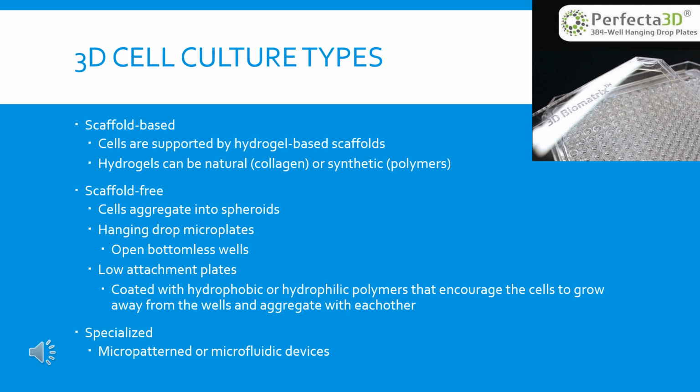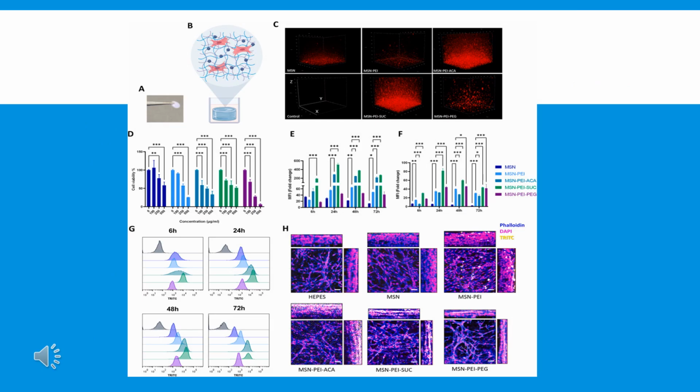And then there are also specialized 3D cell culture models, which include micropattern or microfluidic devices. In this figure, the researchers evaluated mesoporous silica nanoparticles in a nanocomposite hydrogel. C is a confocal microscopy image of the matrix they created with collagen, and it shows the distribution of the MSN cells, which are red, inside of the matrix.